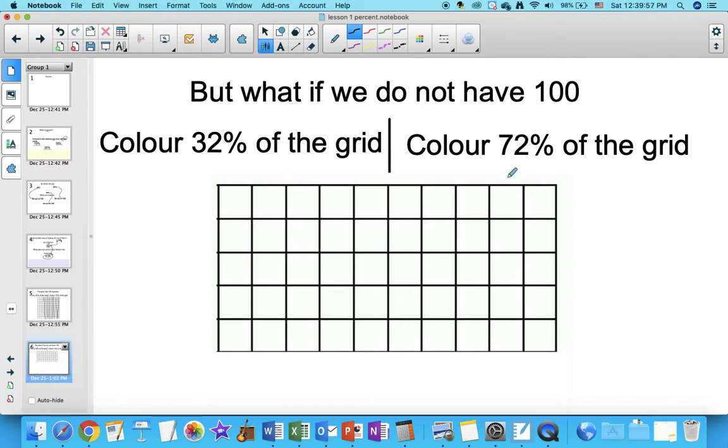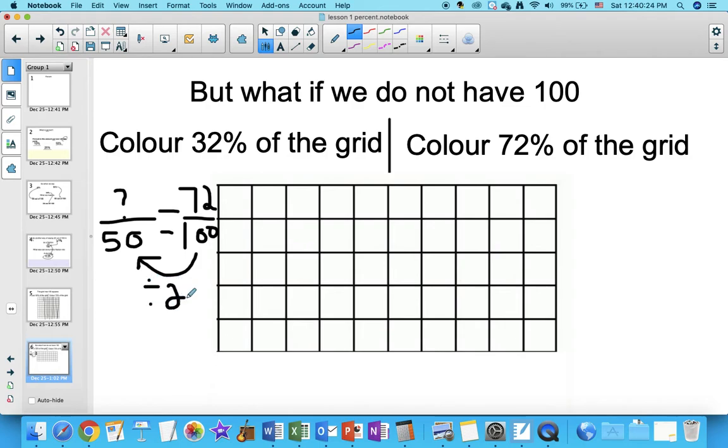We have 72% of the grid, right? We need to color in 72% of the grid. Okay, well, again, the total is 50. And we are looking for a number that represents the same as 72 out of 100. Again, I'm turning 100 into 50. So again, I divide it by 2. Whatever I do to the bottom, I do to the top. And that's it. That's all I got to do.